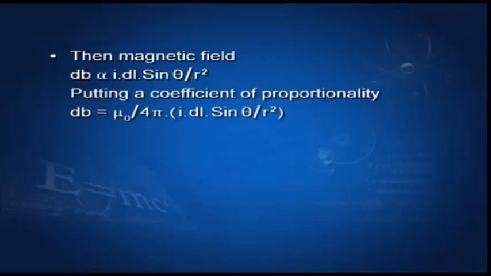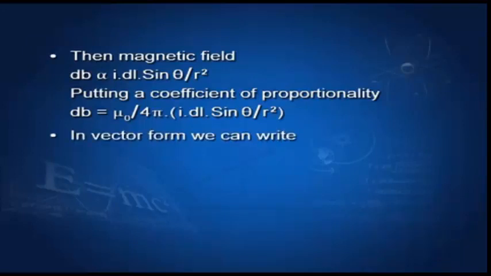Then the magnetic field dB is directly proportional to the current flowing through the conductor. It is directly proportional to the current element, say length dl. It is directly proportional to sine theta and inversely proportional to the distance squared. Combining all these parameters, we get dB directly proportional to I dl sine theta divided by r squared. Putting a coefficient of proportionality mu naught upon 4 pi, we get dB equals mu naught upon 4 pi I dl sine theta upon r squared.